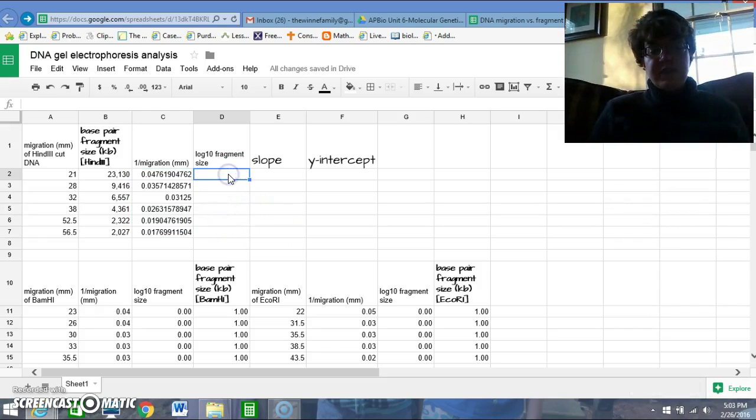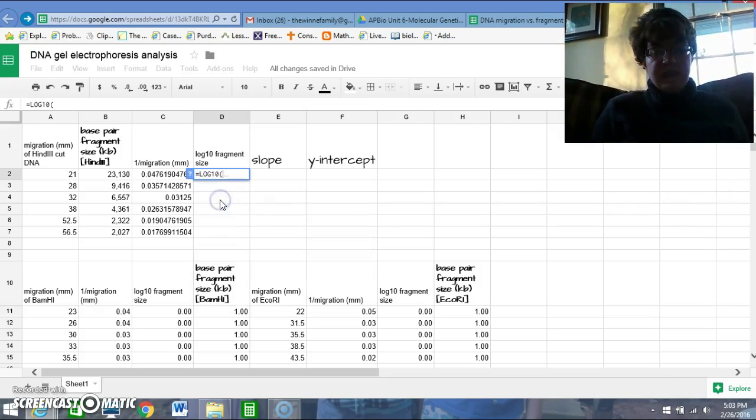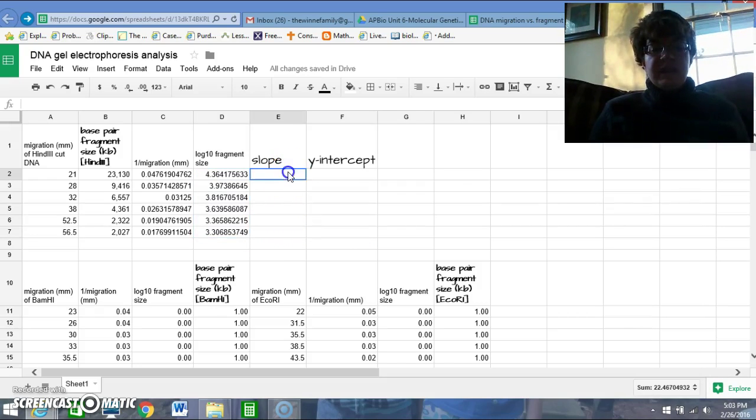Now I also need to find the log base 10 of the fragment size. So again, I'm going to do equals. I'm going to start typing in, there's log base 10 of my fragment size, and I let Google Sheets do that for me. I'm going to apply that to all of the cells that have to do with the fragment sizes.